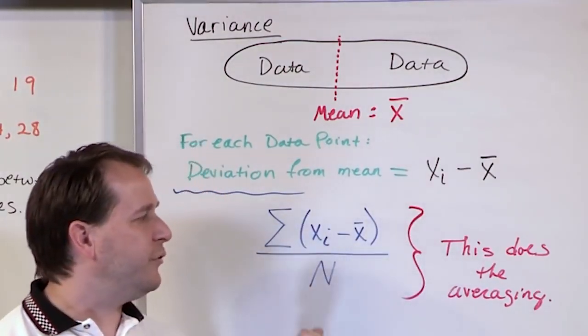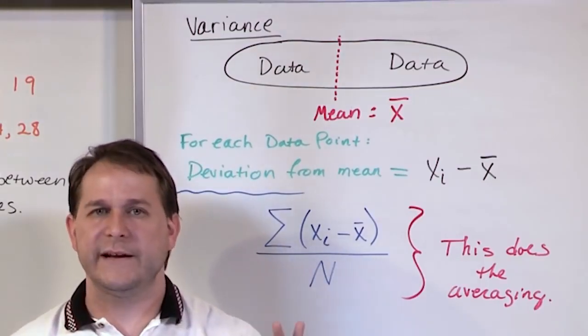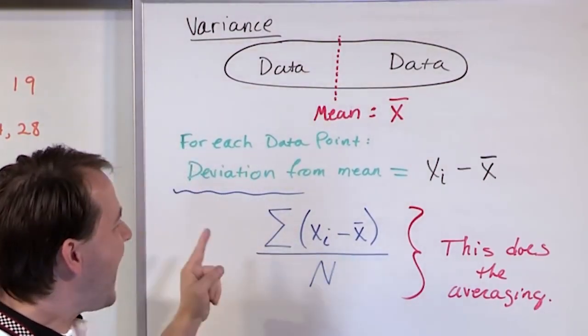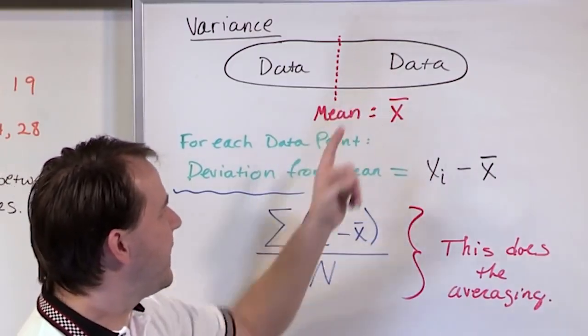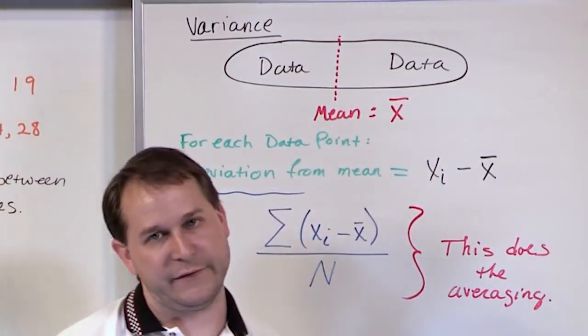So the problem with doing this calculation, even though it makes perfect sense to us, is that half of the data points are going to give us negative values on the top. The other half of the data points are going to give us positive values on the top.